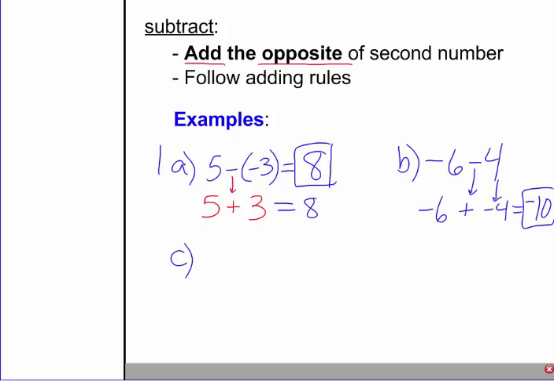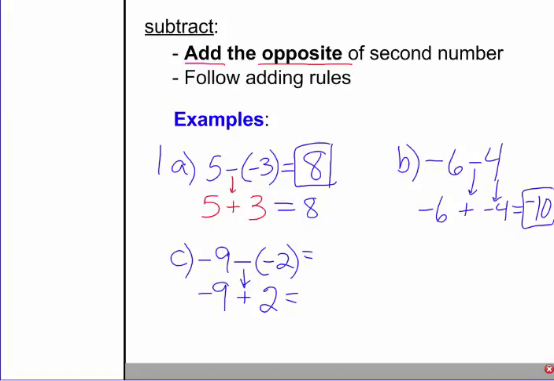One more example. Negative 9 minus negative 2. So first number stays the same. Change it to a plus because you're adding. The opposite of a negative 2 is a positive 2. Then you follow the adding rules. The signs are different this time. You have a negative 9 and a positive 2.